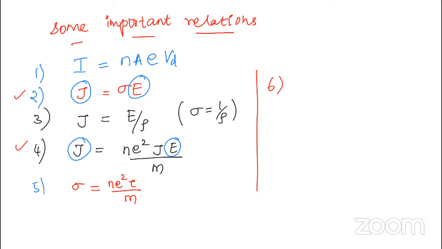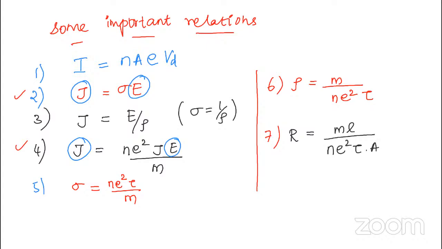Sixth formula: once sigma is written, we can write the value of resistivity from it. Just take the reciprocal value and write it upside down. So rho is equal to m divided by n into e square tau. And one more, the value of R: that is m L divided by n e square tau into A. All of these are very, very important relations.